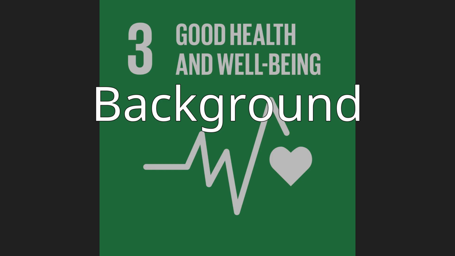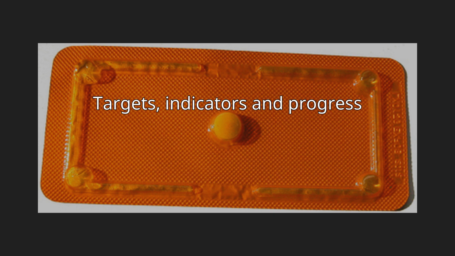Background, targets, indicators, and progress. The UN has defined 13 targets and 28 indicators for SDG 3. The main data source and maps for the indicators for SDG 3 come from Our World in Data's SDG tracker.